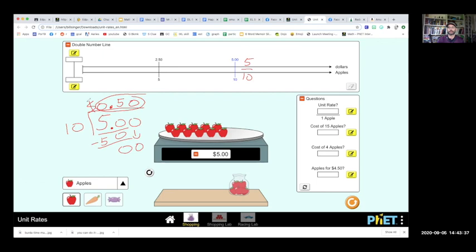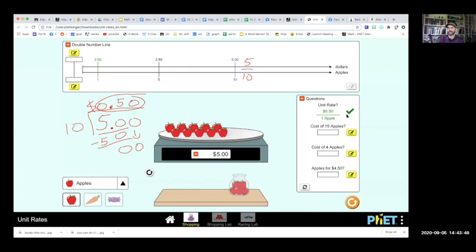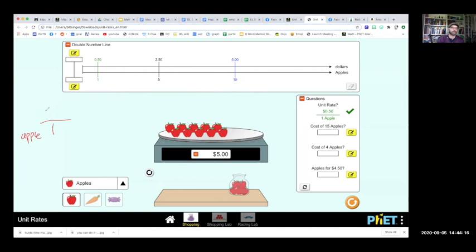So let's type that in here and see if we got it right. So I type in 0.50, and it's right. Yay! So now I know it costs 50 cents per apple, right? So if it's 50 cents per apple, how much does it cost for 15 apples? Oh my gosh. So now we know that for one apple, I'm going to put it here, it costs 50 cents. So 0.50, which is just what we have over here too.